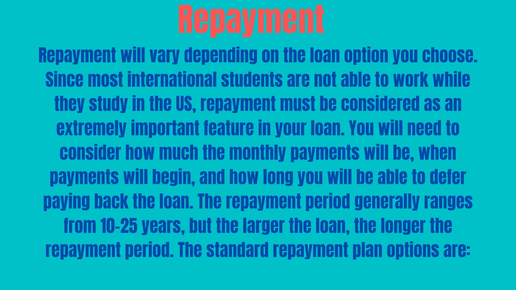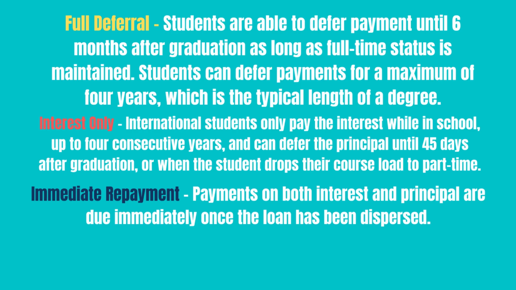The standard repayment plan options are: full deferral. Students are able to defer payment until 6 months after graduation as long as full-time status is maintained. Students can defer payments for a maximum of 4 years, which is the typical length of a degree. Interest only. International students only pay the interest while in school, up to 4 consecutive years, and can defer the principal until 45 days after graduation, or when the student drops their course load to part-time. Immediate repayment. Payments on both interest and principal are due immediately once the loan has been disbursed.